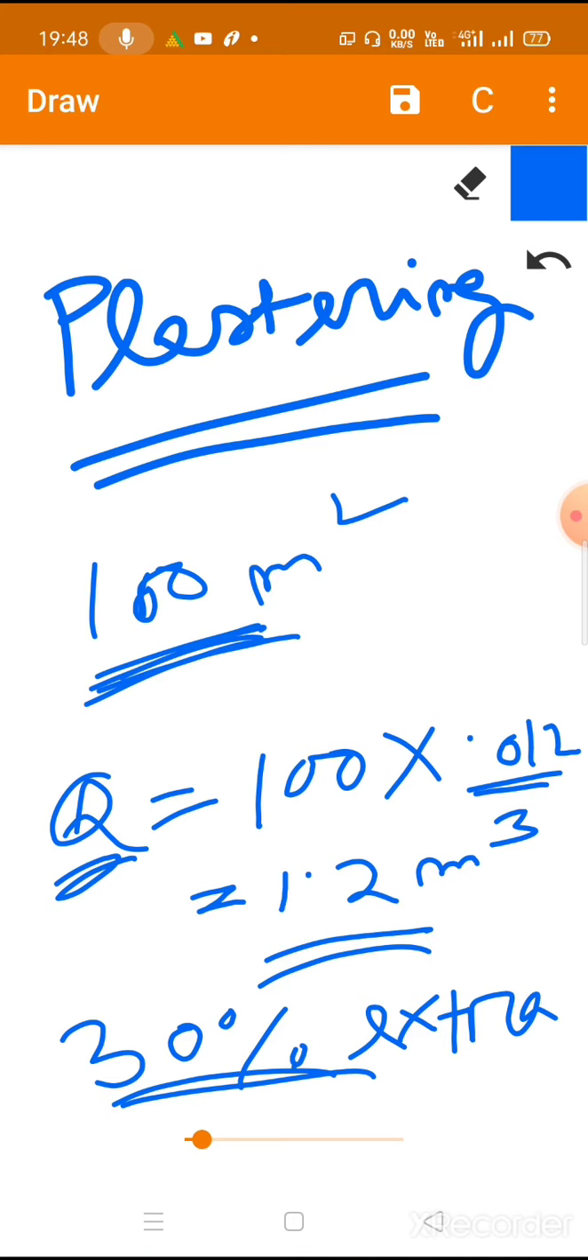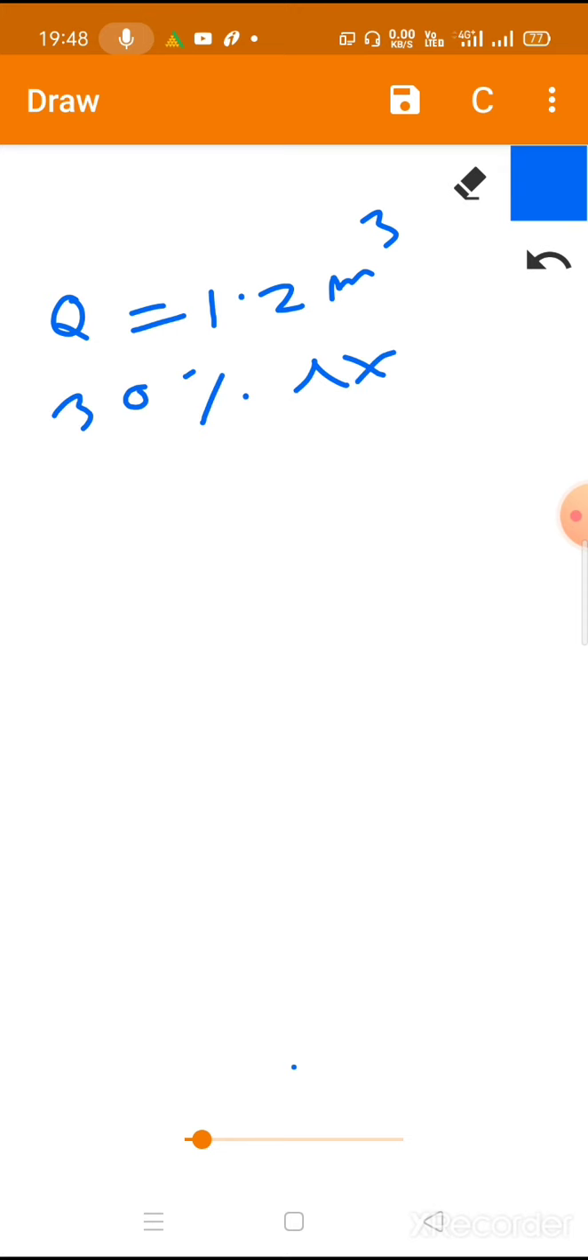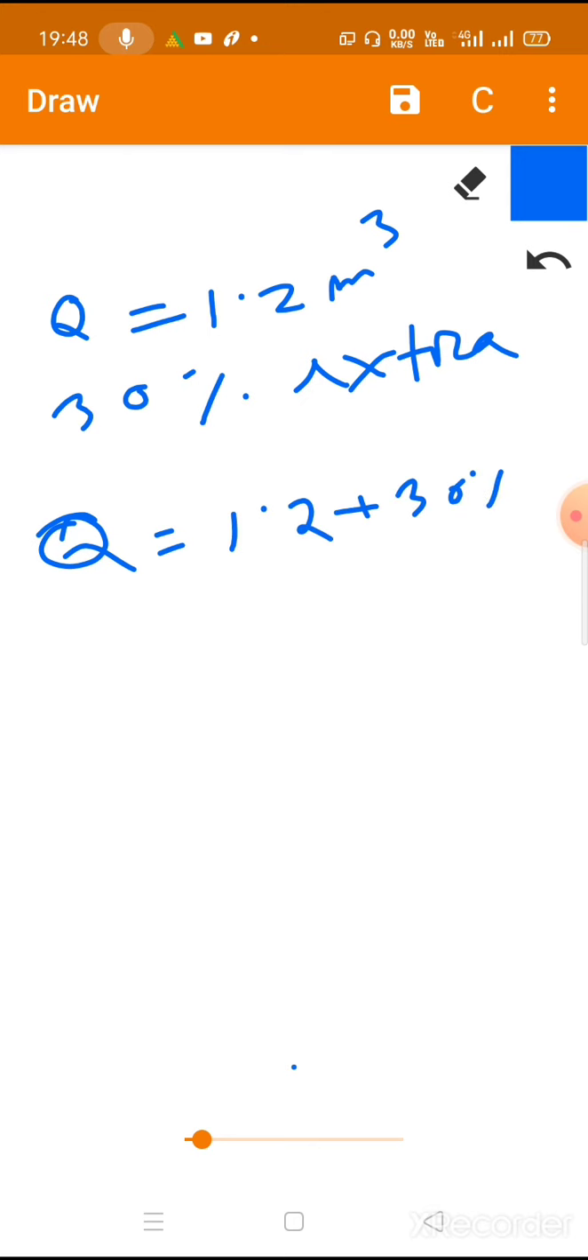Okay, so the total quantity is 1.2 meter cube. We take 30% extra to fill up the uneven spaces. Now the total quantity will be 1.2 plus 30% of 1.2. Ultimately we get 1.56 meter cube.